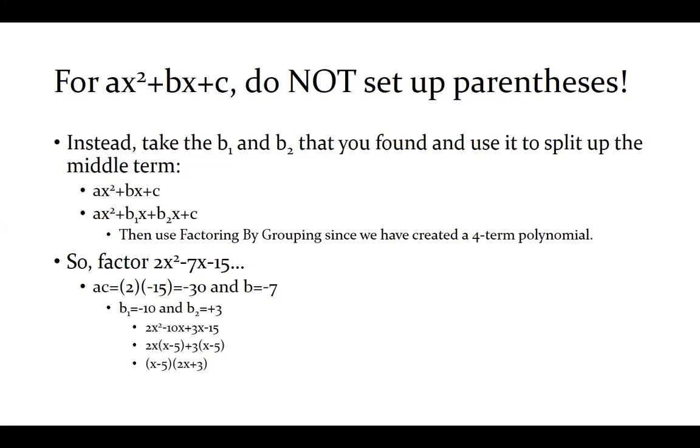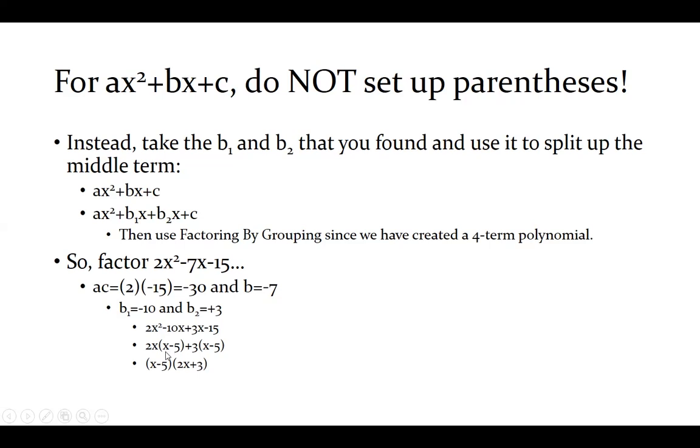And we don't just stick negative 10 and positive 3 into parentheses. Since this was an ax squared, we're using those numbers to split the middle term. So instead of minus 7x, we have it as minus 10x plus 3x. And we factor by grouping. Take the first two terms. What can we take out as a GCF? We can take out a 2x. And that leaves us with x minus 5.